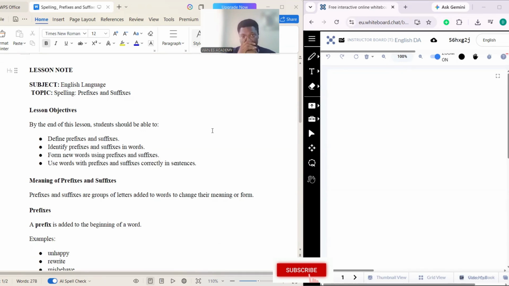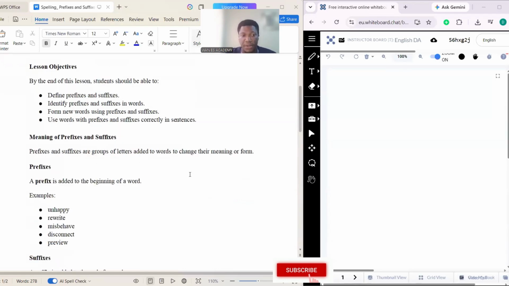So, meaning of prefixes and suffixes. Now, prefixes and suffixes are groups of letters added to words to change their meaning or form. A prefix is added to the beginning of a word.